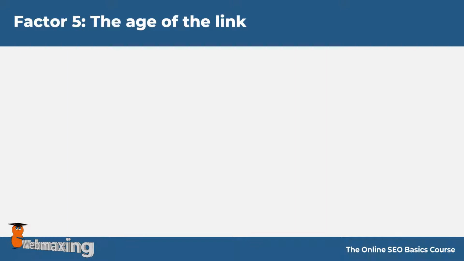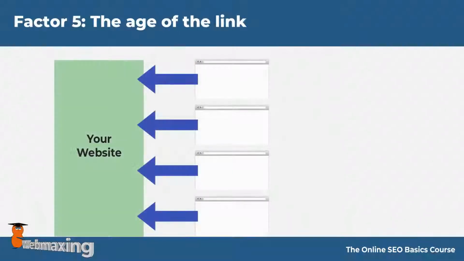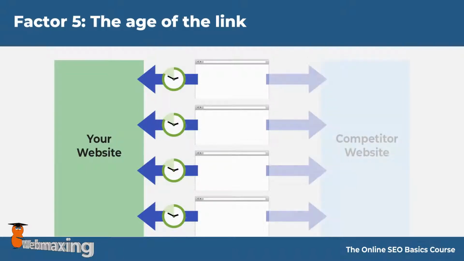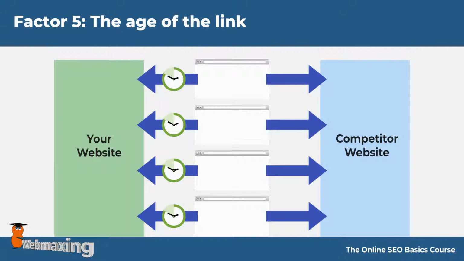Factor 5. The age of the link. Search engines register when they first find links to your site's pages. If one of your pages got some links 5 years ago and nothing since, they assume you are not as relevant as a page with a similar topic that got 5 similar links in terms of link juice this year.